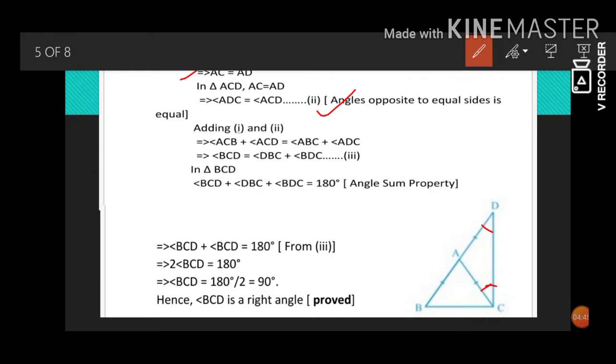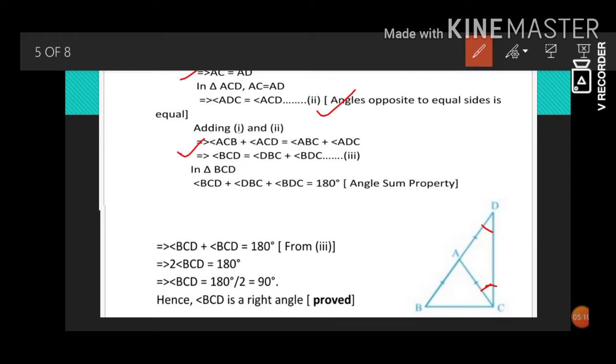Now these two relations we will add. We add the C parts together and the B and D parts together. So angle ACB plus angle ACD equals angle ABC plus angle ADC. Together we get angle BCD equals angle DBC plus angle BDC.